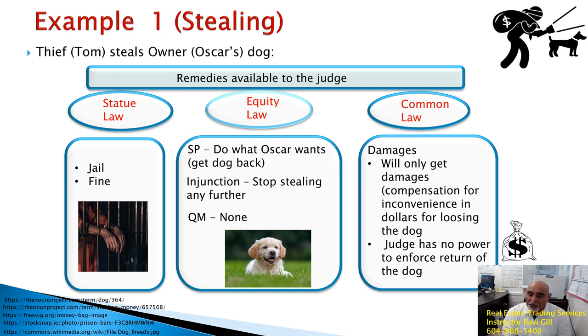Okay, in common law in the old days, basically the guilty person would be made to provide some money to the innocent party, and the judge had no power to enforce the return of the dog.